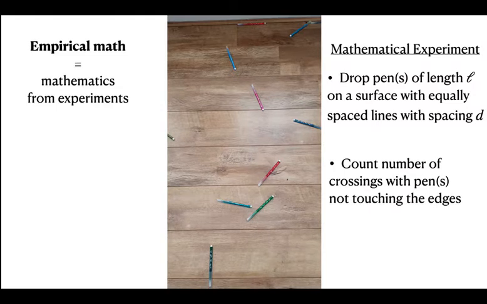Now, once we have got this, we drop them and we count the number of crossings between the pens and the lines on the floor. And we take care of counting only the ones that are not touching the edges for the whole calculation that is coming in a minute. And then we repeat this experiment many times, and we try to do something with the data. I'm going in fact to show you in a moment what we do with it.